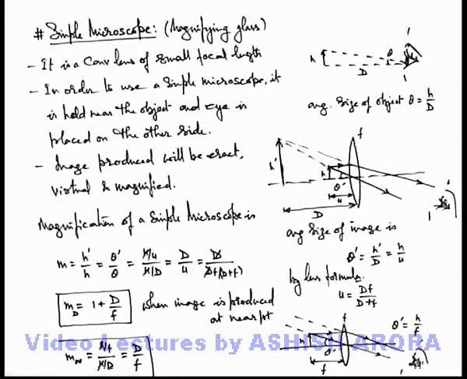So you must be very careful about the two magnifications. It is 1 plus d by f when the image is produced at the near point, and the magnification is d by f when the image is produced at infinity. So for the two cases we are finding the magnification for a given specific object distance from the lens. We can easily find the magnification for that particular case also. So this is the magnification for image at infinity, and this is the magnification of the simple microscope for the image produced at the near point of the eye.